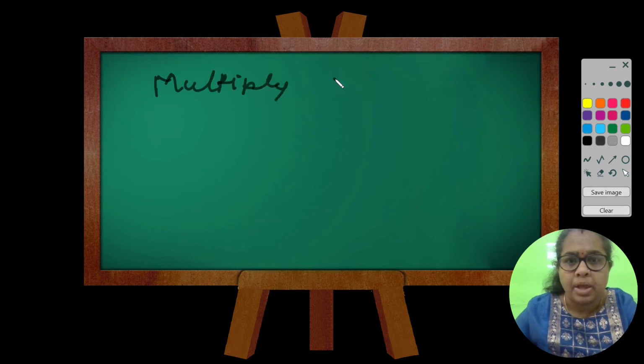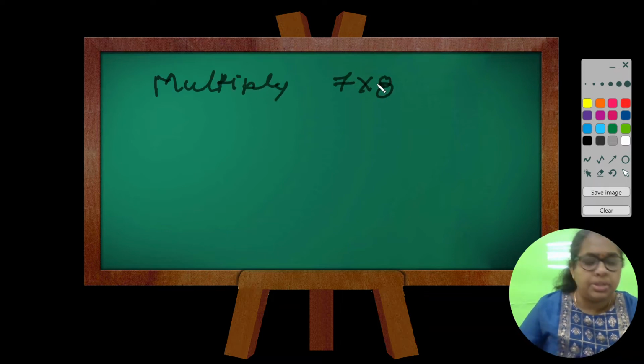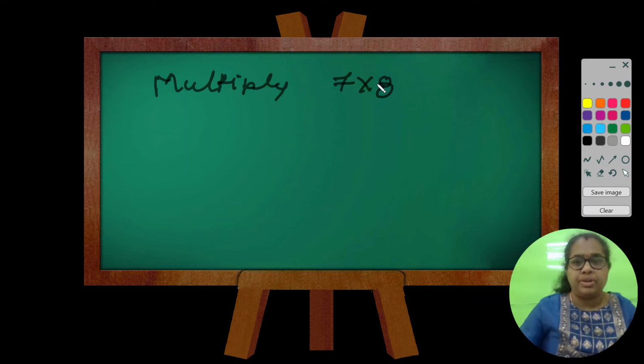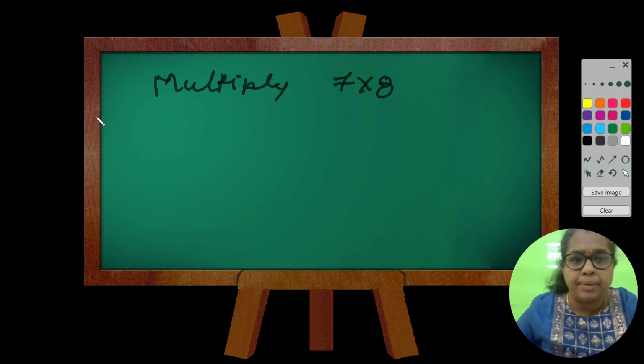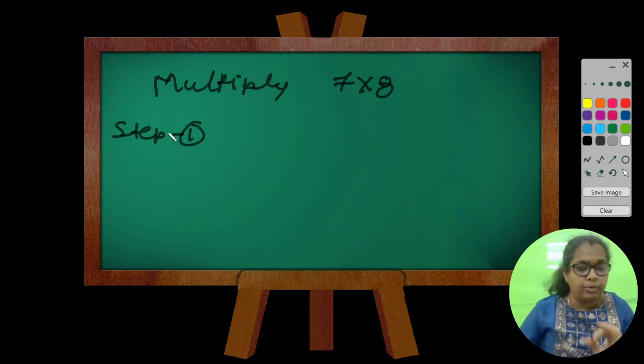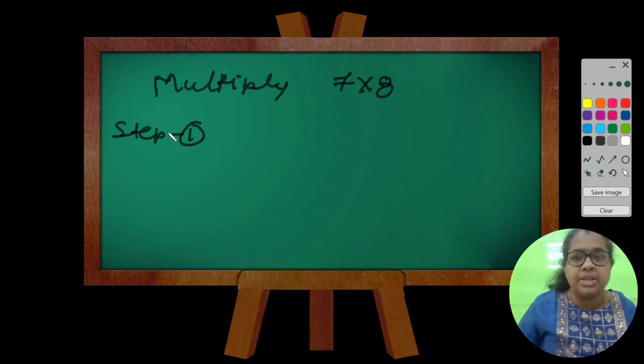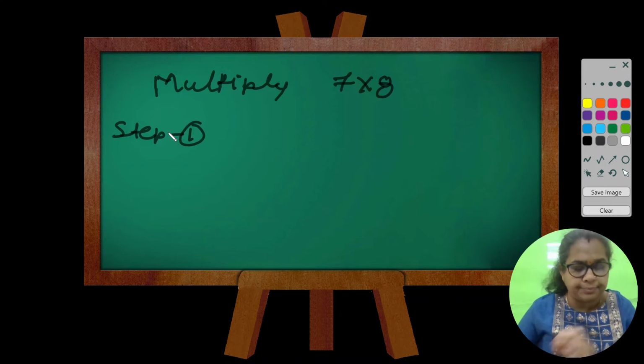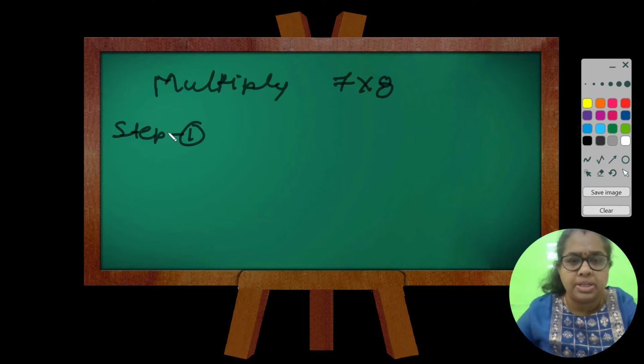For example, we have the question here, we have to multiply 7 into 8. So this is the question given to you. The first step, step number 1, is very important. You have to see which base is near to these numbers. You can see the numbers 7 and 8 both are below 10. So we consider the base to be 10. So here base is 10.